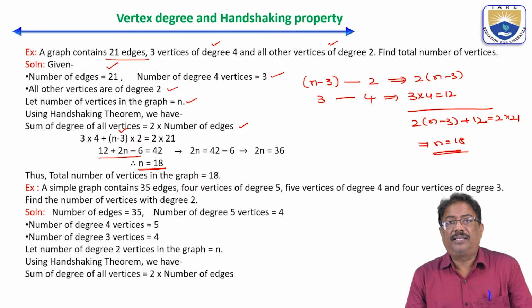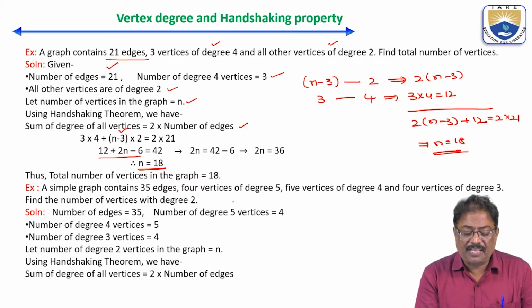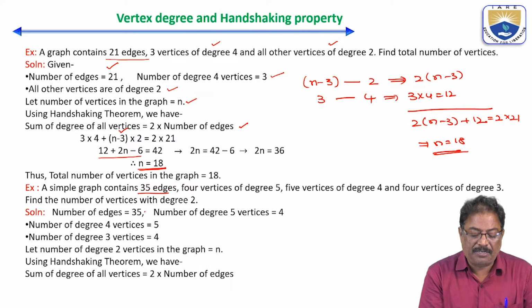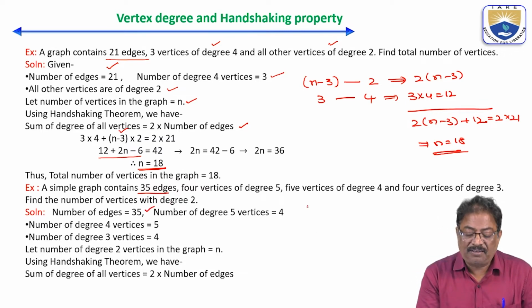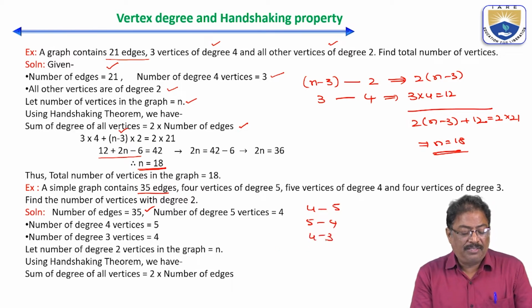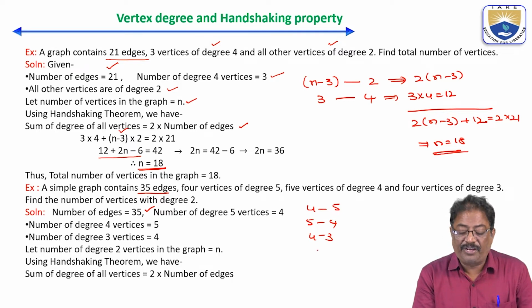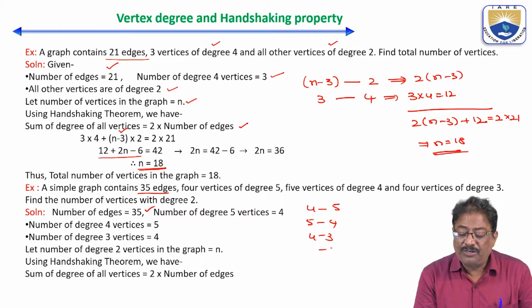Now let us go for the other example. A simple graph which has 35 edges, and 4 vertices of degree 5, 5 vertices of degree 4, and 4 vertices of degree 3. Find the number of vertices of degree 2.